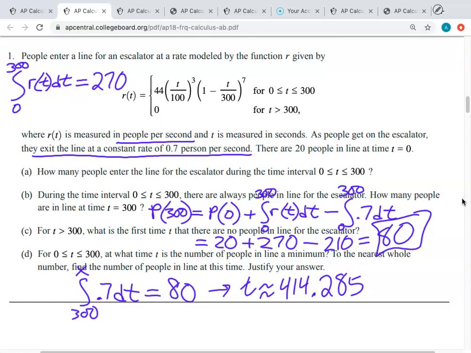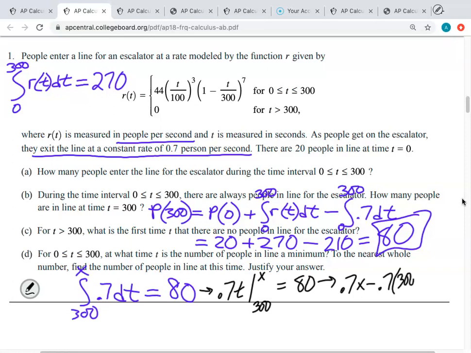If you're doing it by hand, let me walk you through this. Suppose I solve this by hand. The antiderivative of 0.7 is 0.7t, so 0.7t from 300 to x equals 80. Normally I solve vertically, but I don't have space, so I'm going to go horizontally. You get 0.7x minus 0.7 times 300 equals 80. Then just add that and divide by 0.7.